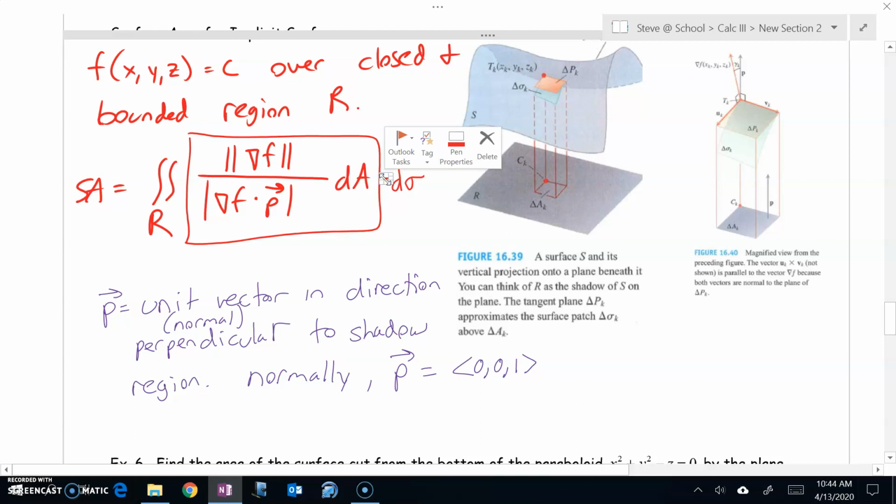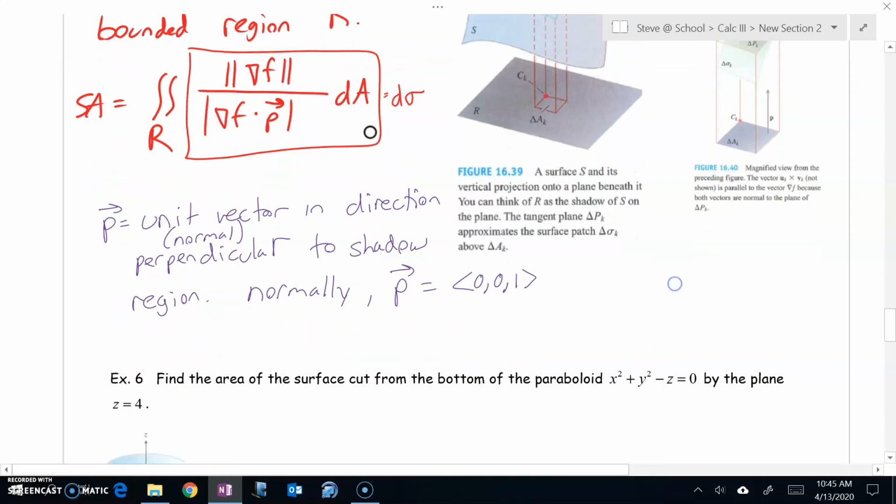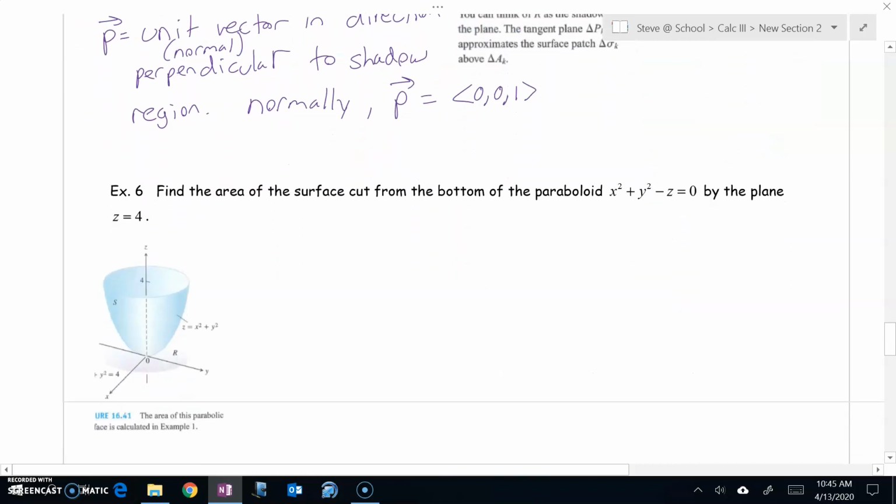Okay, so now let's do some problems. Let's look at number 1. This method of finding surface area is probably a little more cumbersome, but at the same time it's always the same steps. You get all these pieces of information and then integrate. So find the area of the surface of the bottom of the paraboloid that is cut by the plane z equals 4. Area of the surface cut from the bottom of the paraboloid by z equals 4.